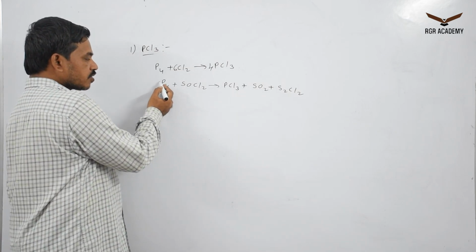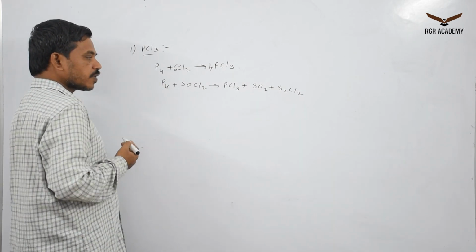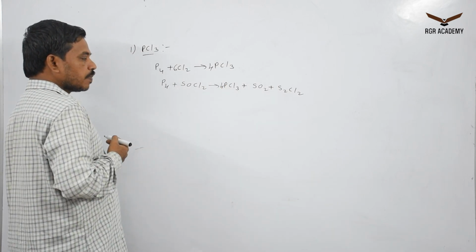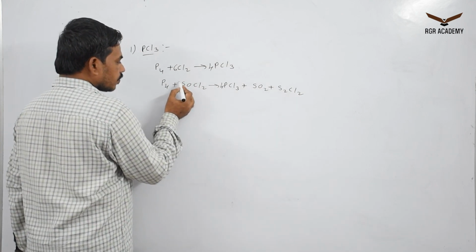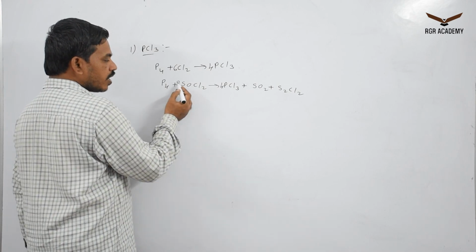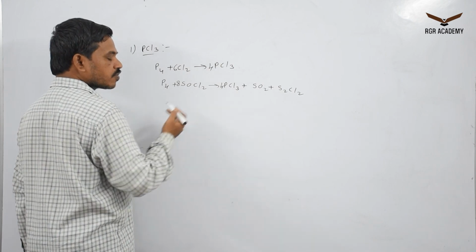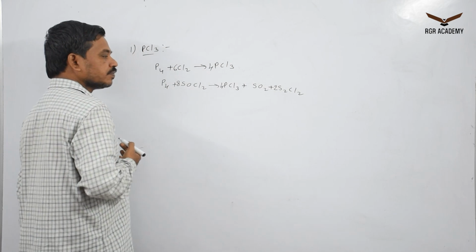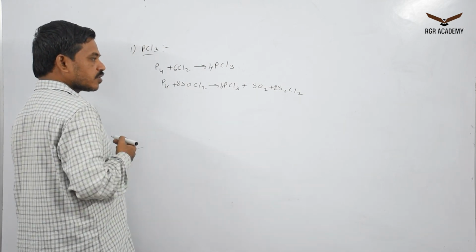How many phosphorus atoms? Phosphorus is tetraatomic, so 4 phosphorus atoms: 4PCl3. Next, 8 SOCl2. How many chlorine atoms? 16 chlorine atoms. On the right, 12 chlorine atoms. Remaining 4 chlorine atoms, that is 2S2Cl2. Left hand side and right hand side, chlorine atoms are balanced.